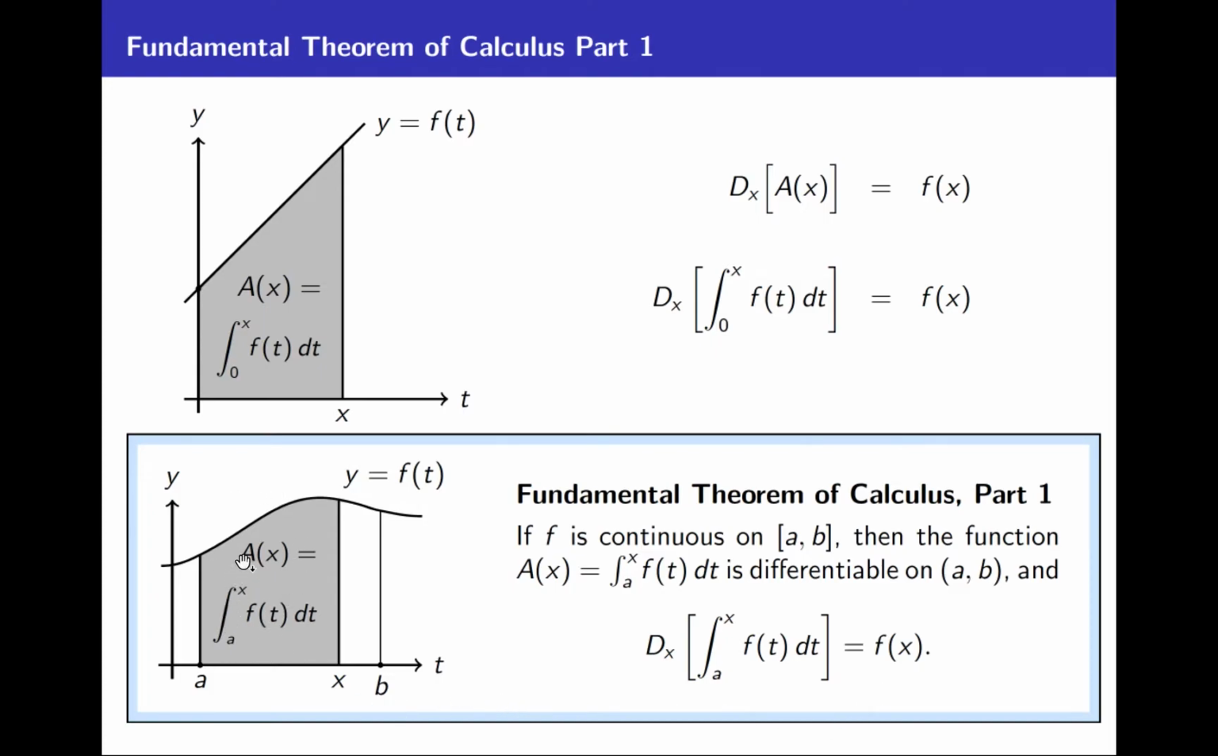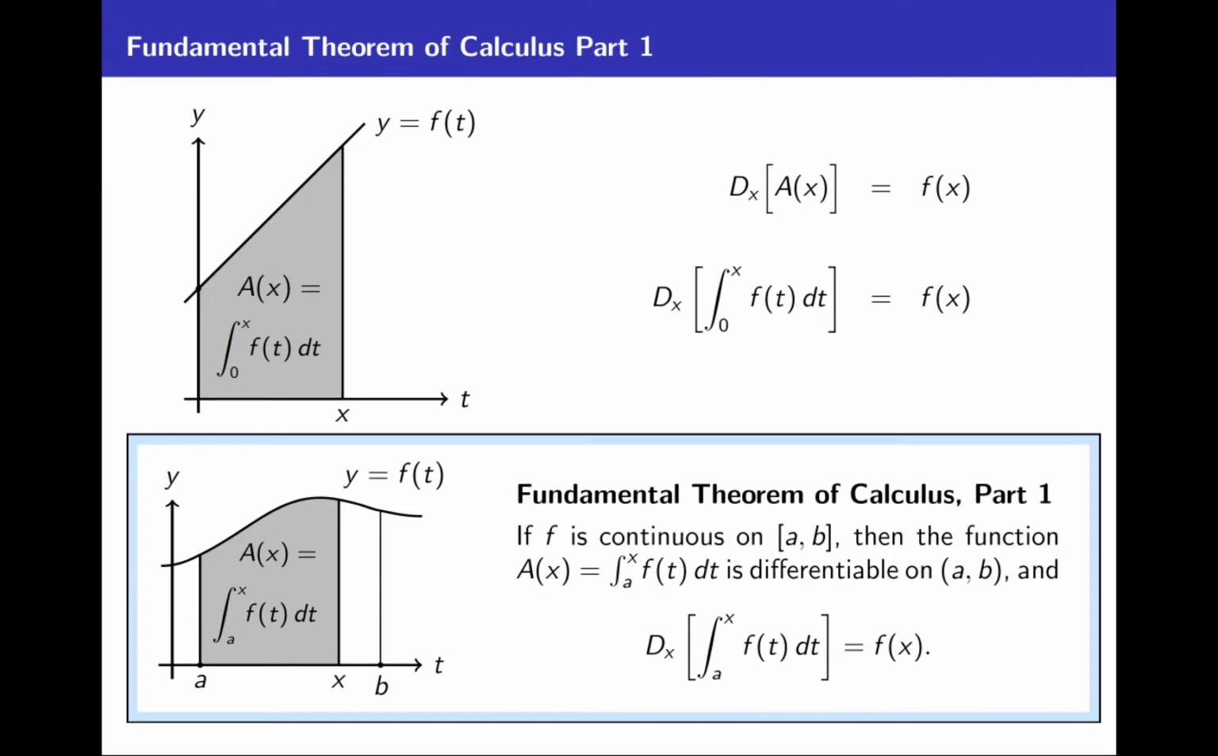I've drawn this picture as if A of x actually equals area, and that's the case when this function is positive on the interval from a to b, as you know. But it may not be positive, in which case the integral from a to x, f of t dt isn't necessarily area, but it still has a value that depends on x. The Fundamental Theorem of Calculus says that the derivative of that integral from a to x, f of t dt, equals f of x. There's a lot going on here, and it takes a little while for this to sink in.